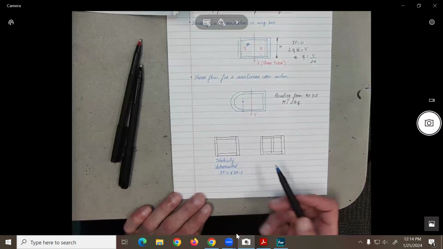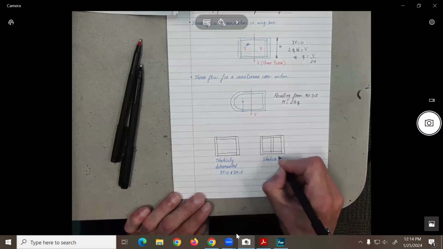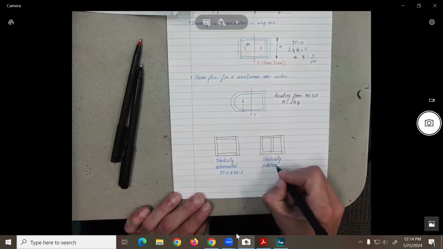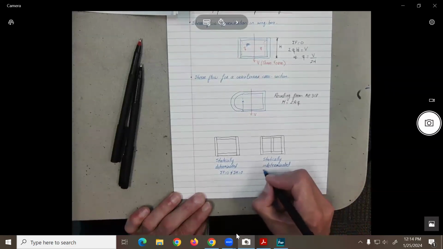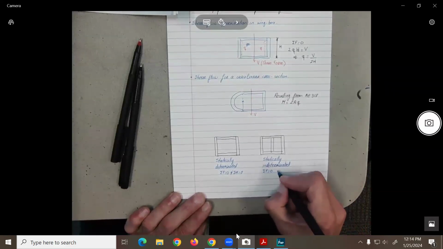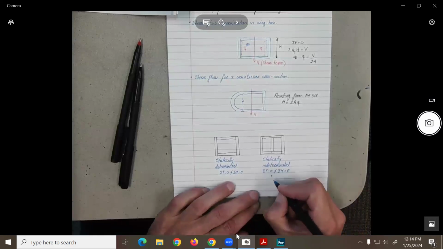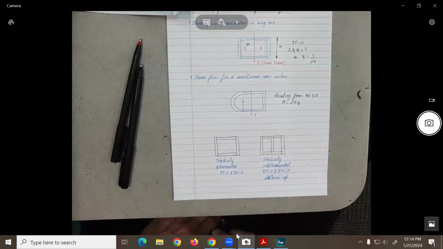But now what happens if you have this one here? This one will be statically indeterminate. Meaning what? Summation of forces and summation of moments equal to 0 are not sufficient. So you're going to need some additional equations, no?